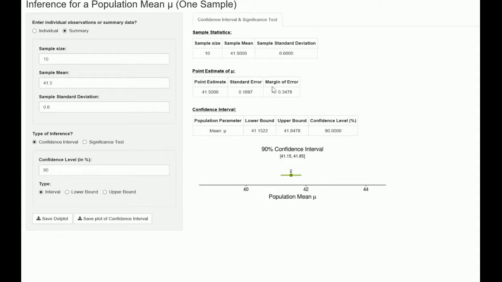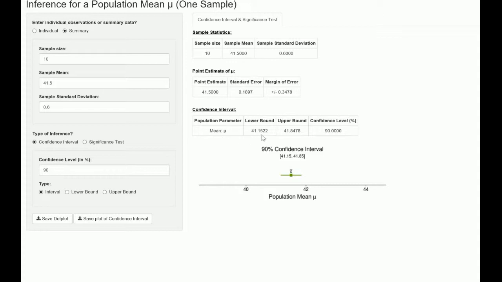Now we got a summarization of some information about our sample beyond what we'd already input. So we get our point estimate back, which is the value of x bar, our sample mean. We get the standard error, and this is that same standard error that we calculated. This is that s over the square root of n. And then we get the margin of error, which is the standard error times the appropriate t critical value. And that t critical value takes into account the confidence level that we input as well as the sample size.